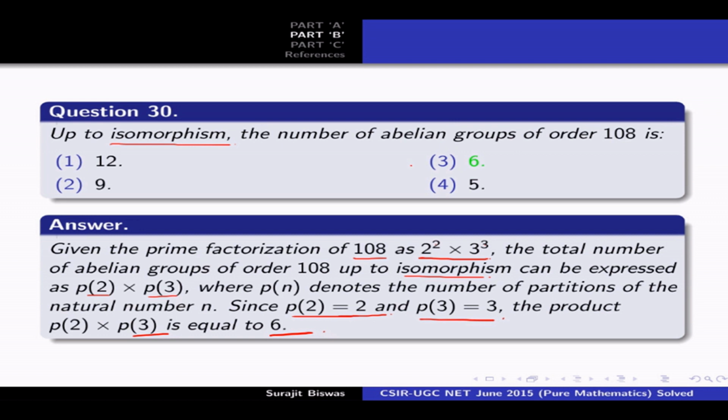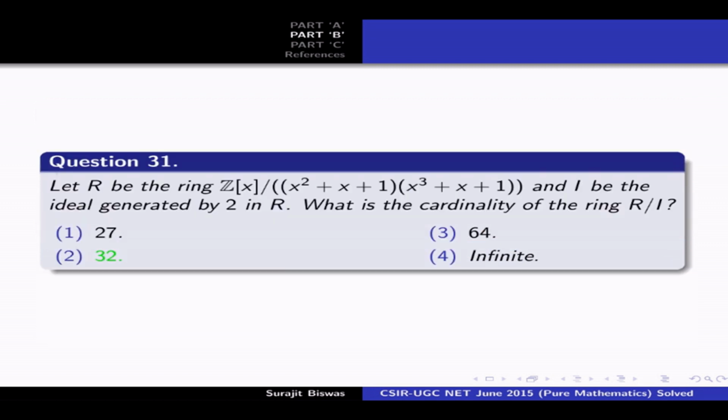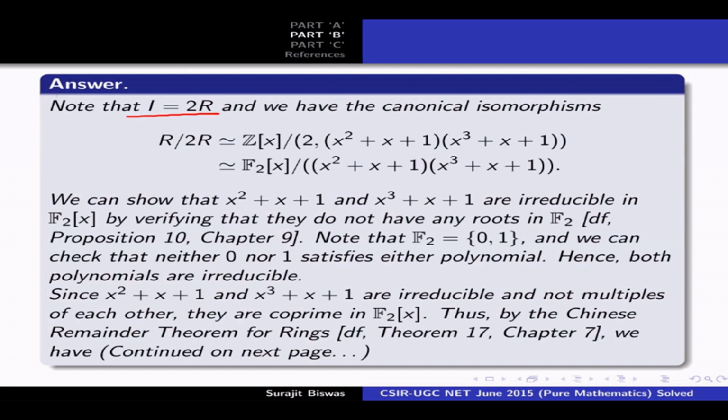Question number 31. Let R be the ring Z[x] modulo the polynomial (x squared plus x plus 1)(x cubed plus x plus 1), and I be the ideal generated by 2 in R. What is the cardinality of the ring R mod I? Note that I equals 2R, and we have the canonical isomorphism R mod 2R is Z[x] modulo the ideal generated by 2 and the polynomial (x squared plus x plus 1)(x cubed plus x plus 1).